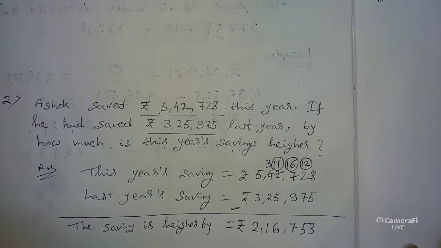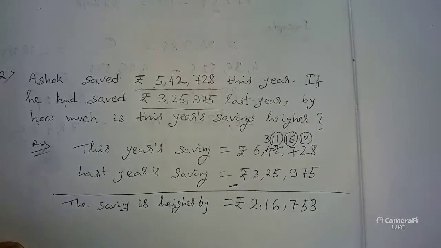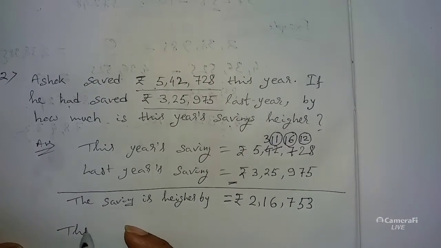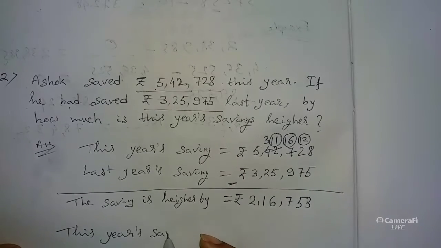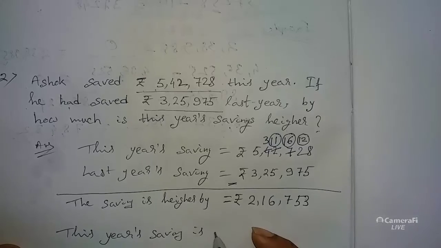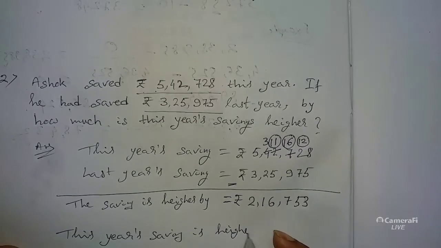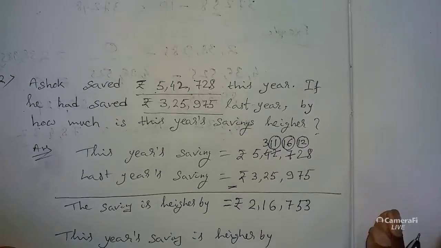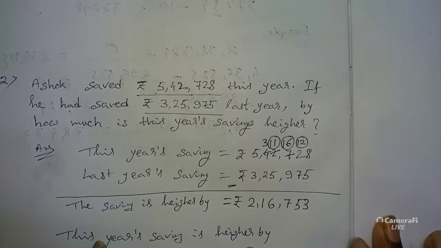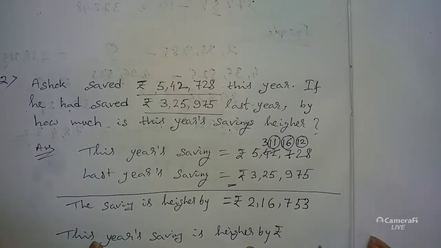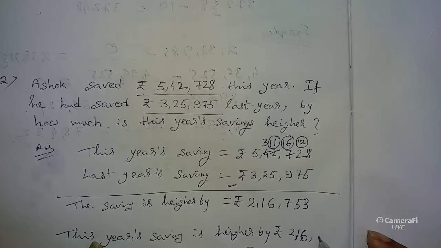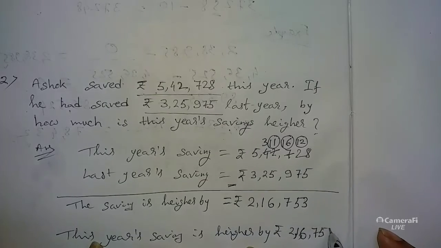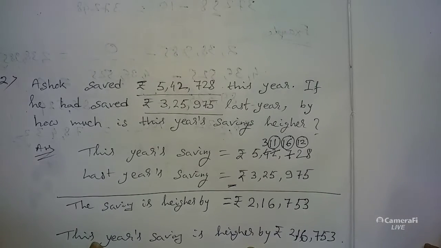So we have to write the statement as the answer that this year's saving is higher by rupees 2,16,753. So that is our answer.